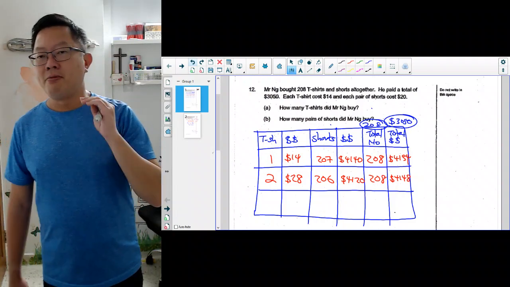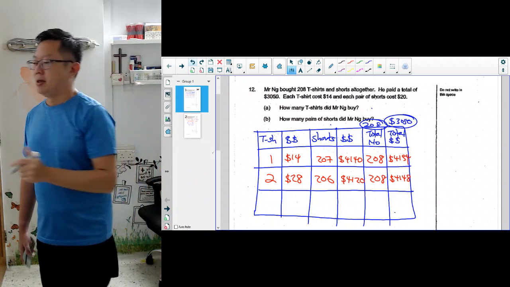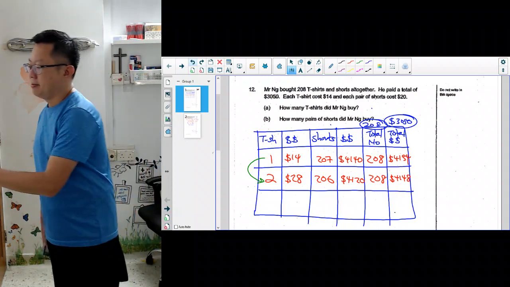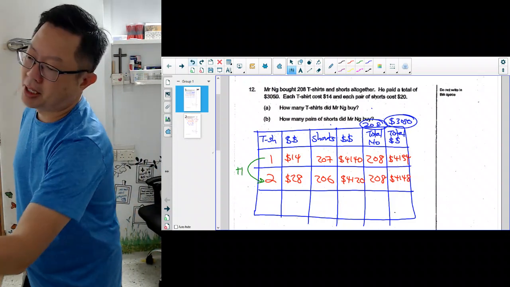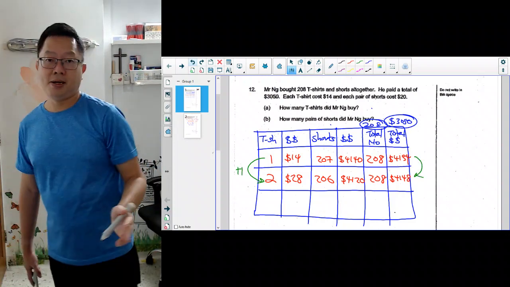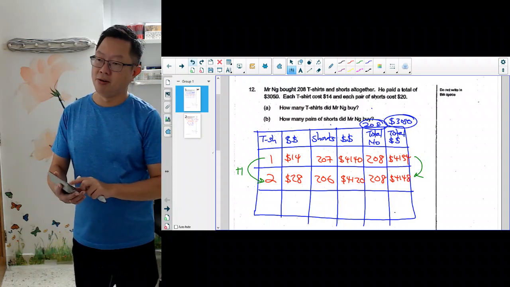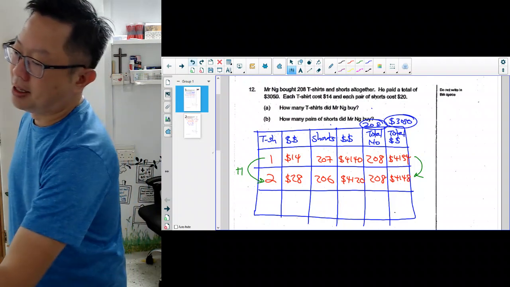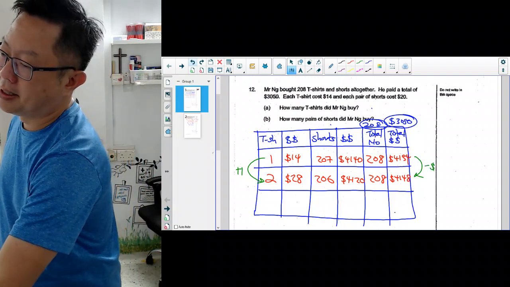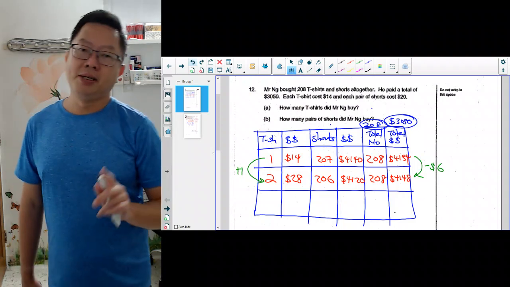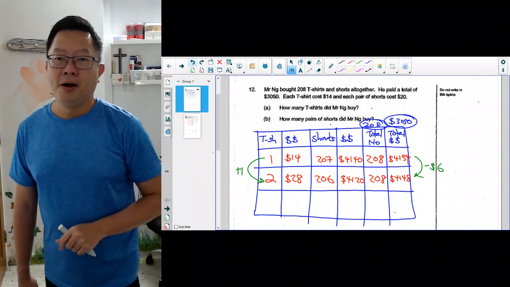Now, why do you have one t-shirt and then two t-shirts? It is to find a pattern, right? Find a pattern. If you increase one t-shirt, then how much lesser is that? How much lesser do you get? You take 4154 minus 4148, and you will get $6 lesser. Okay, so let's put down minus $6. So every time you increase one t-shirt, Mr. Ng paid $6 lesser. Okay, all right.